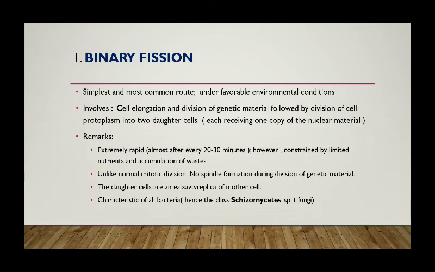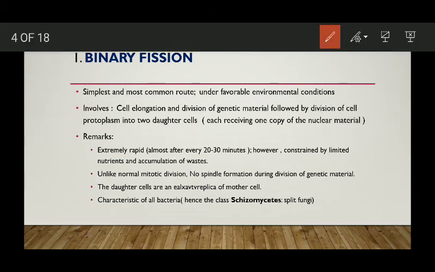Binary fission is the simplest and most common type of asexual reproduction, and it occurs under favorable environmental conditions. When bacterial cells grow in favorable conditions, when nutrients are in abundance, when temperature is optimum, when humidity is optimum, at that time the bacterial cells prefer to go for binary fission. What is binary fission actually? In binary fission, one cell forms a septum and forms two cells.